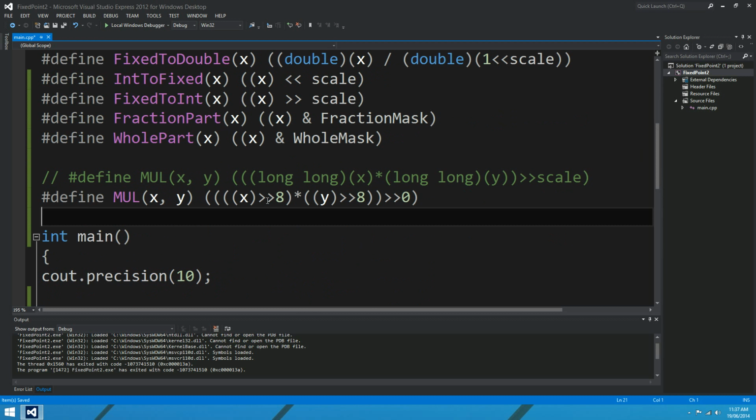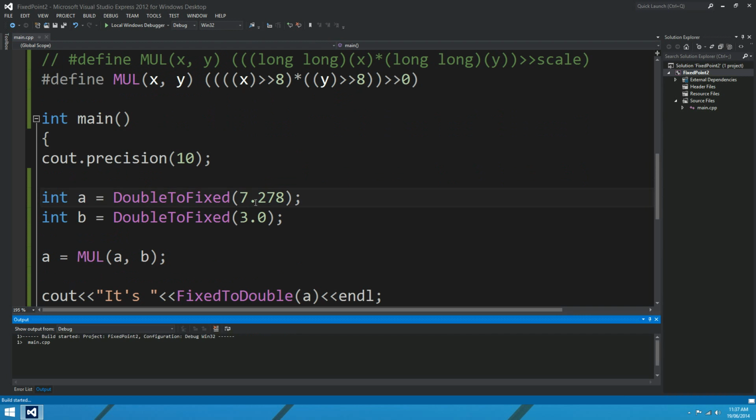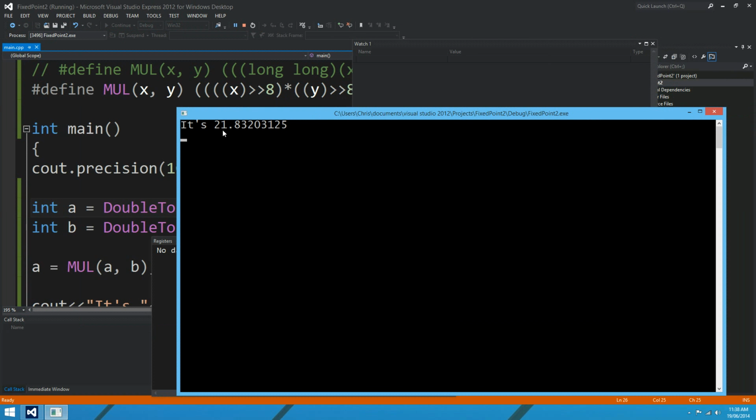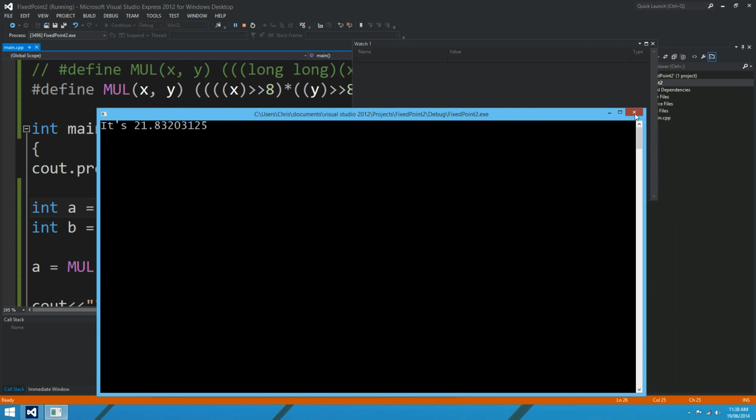But the cool thing is we've done it without moving to 64 bits. So a 32-bit CPU is going to be happy. And not only that, but you can do this a lot faster with SIMD than you could if you were casting to 64-bit integers. Let's just have a play and see that it comes up with a little bit like the right answer. Yeah, there you go. So 21.832. I mean, it won't be exactly the right answer, but it's close.